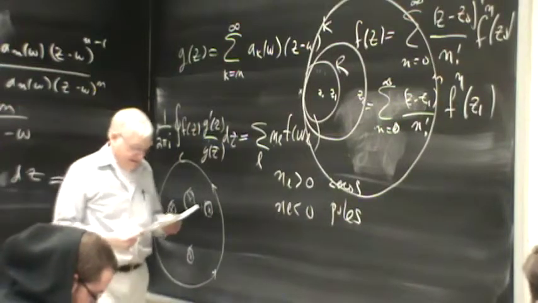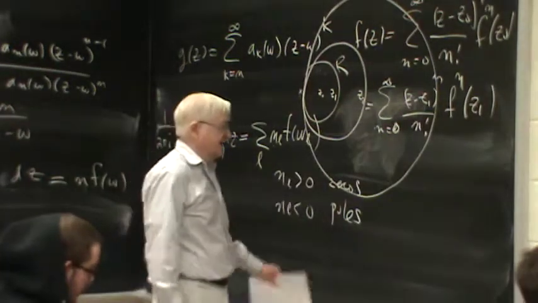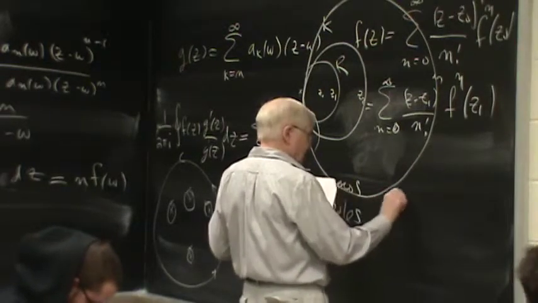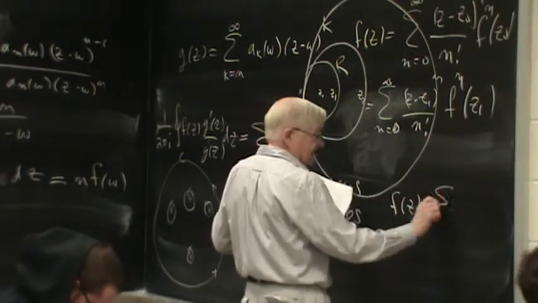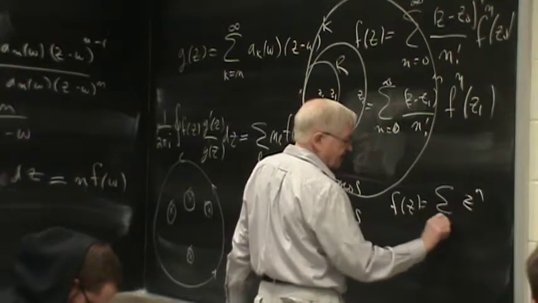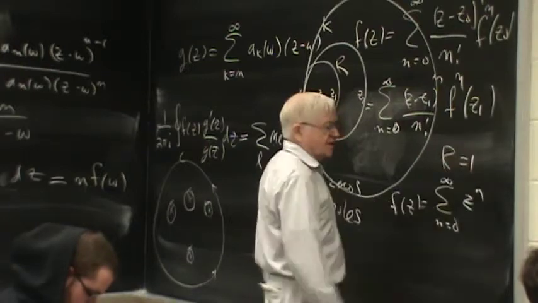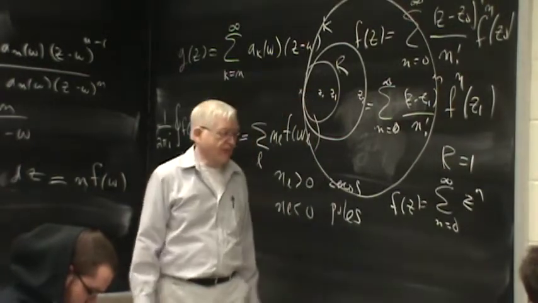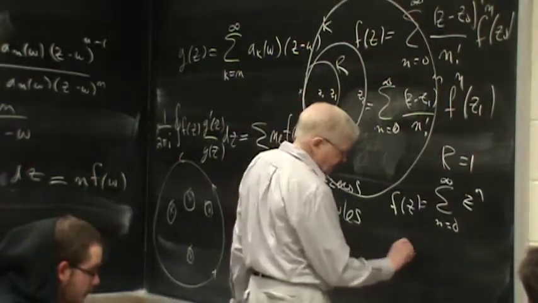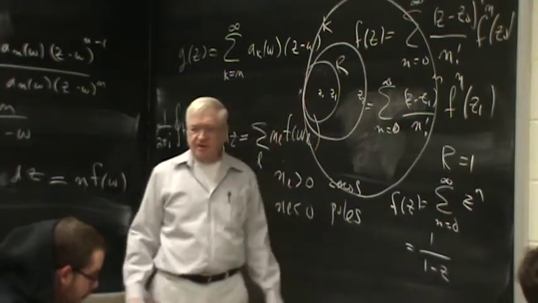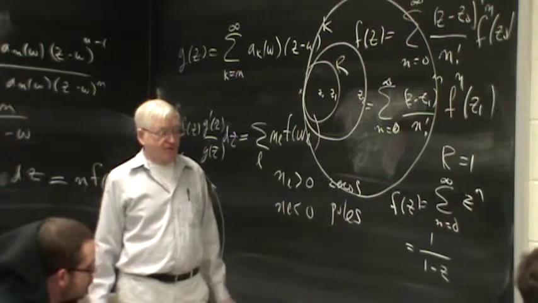And one example is, once again, the graduate student's friend. If you have f of z equals the sum of z to the n, n equals 0 to infinity, well, this has a power series that only works for r equal to 1. But if we use the friendly formula, we can sum it to 1 over 1 minus z.